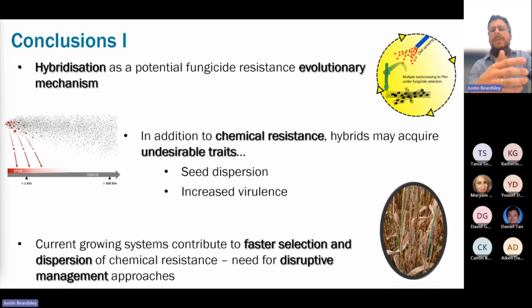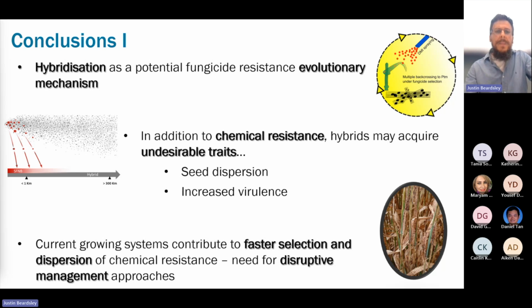So in addition to the chemical resistance that this hybrid actually acquired, it also was able to acquire other traits, like for example, the possibility of being transmitted in the seed, and something that I didn't discuss here in the interest of time, increased virulence. So actually this hybrid was more virulent on varieties compared to the parents.